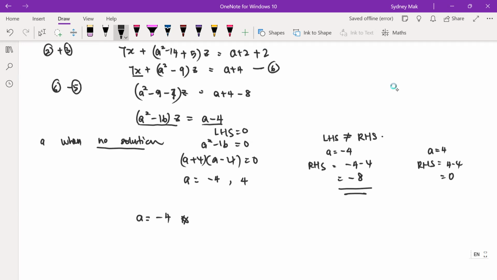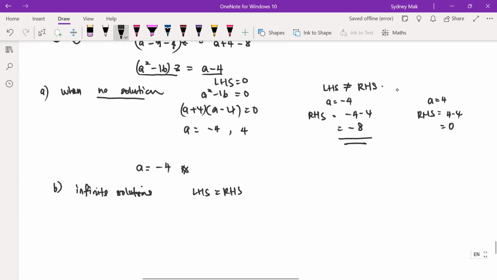As for part (b), infinite solutions: the left-hand side must be equal to the right-hand side. And since the left-hand side is 0, the right-hand side must also produce 0. Therefore, the a value that we want is 4.